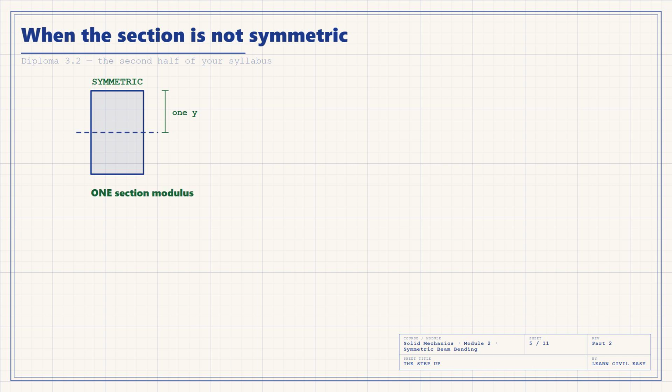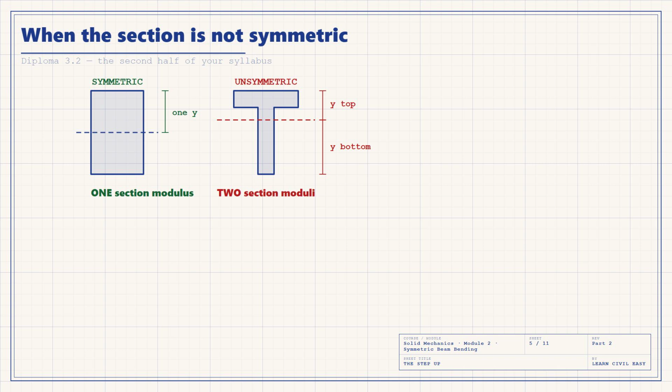Now we cross into the second half of your syllabus, and none of that is true anymore. For a T-section or any built-up section, the centroid is not at mid-depth. And since the neutral axis passes through the centroid, as we proved in part 1, the neutral axis is not at mid-depth either. The top fiber and the bottom fiber are now at different distances. Different distances mean different stresses. And different stresses mean the section has two section moduli, not one.